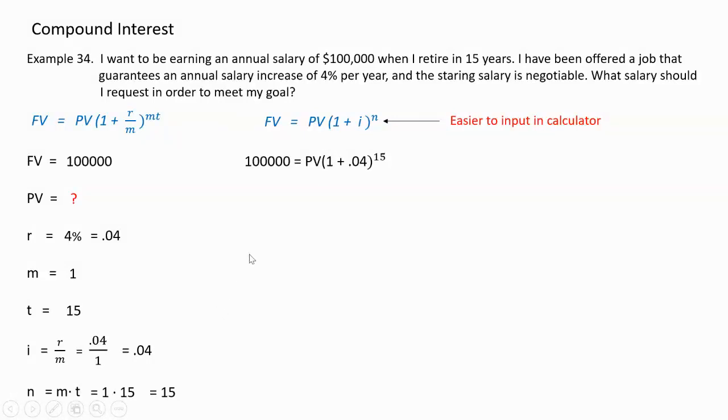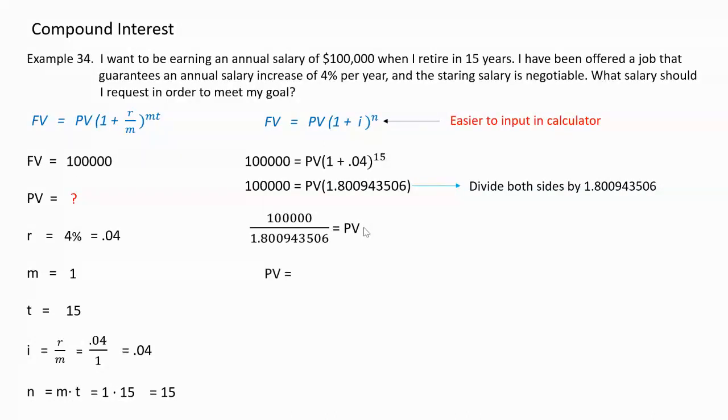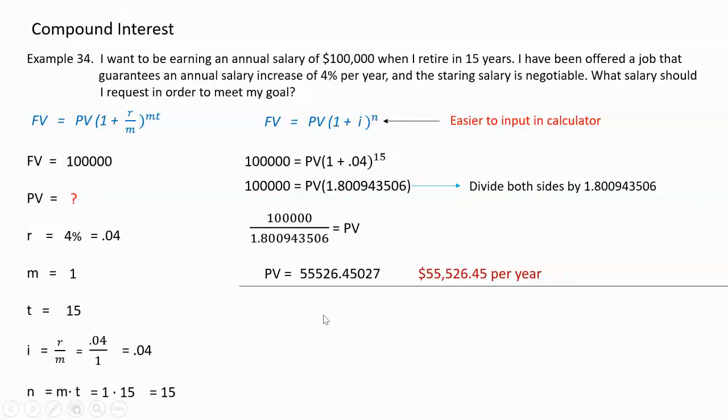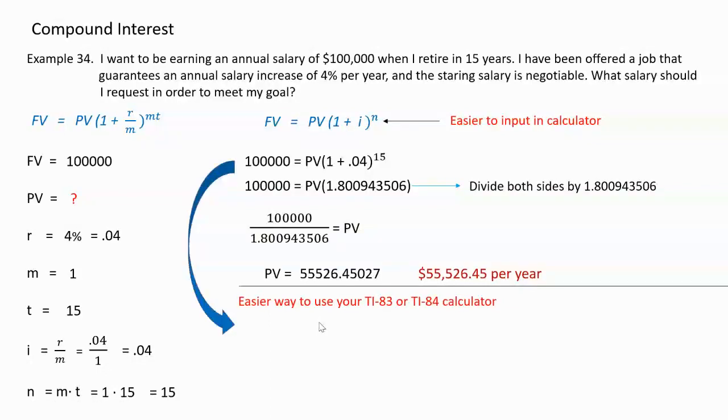So now we plug everything into the calculator. If we do 1 plus 0.04 to the 15th power, it's going to give us 1.800943506. Then we divide both sides by 1.800943506. So this is what we get, $55,562.45. I'm going to show you how to do this in an easy flow without clearing the calculator.